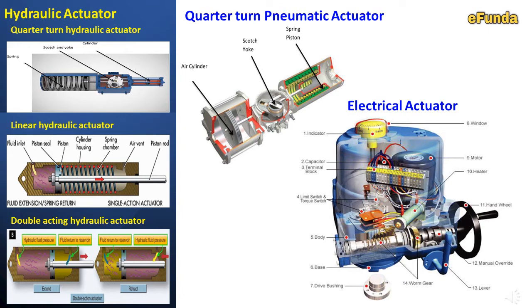Pneumatic actuator, quarter turn actuator, where you can see spring position, Scotch yoke and air cylinder. To understand the simplicity, cross-sectional areas are shown in the picture. Quarter turn hydraulic actuator, that is the linear hydraulic actuator, double acting hydraulic actuator. The spring position, Scotch yoke and the cylinder types can be seen in the figure, as these are the hydraulic actuators, and this is the way the actuators work. For detail, one can refer to the vendor catalog.